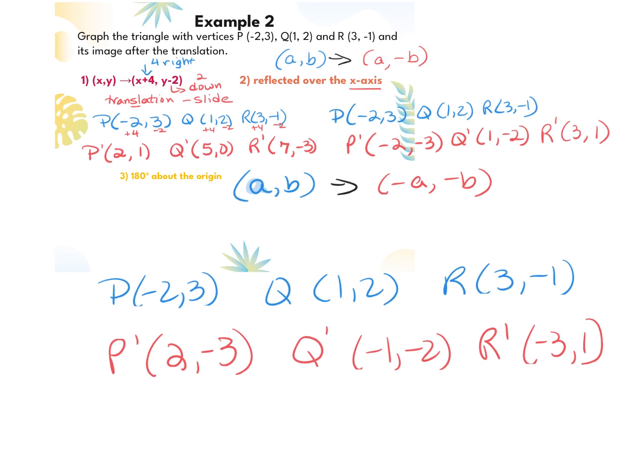So, same 3 originals, P, Q, and R. And then for a rotation of 180 degrees, the X and the Y stay in the same spot, but you make them all opposite signs. So the P prime, or the new P, became positive 2, negative 3. The new Q became negative 1, negative 2. And the new R was negative 3, positive 1. So now on the next slide, I am going to graph all of these ordered pairs, and you're going to see how the figure has been transformed.